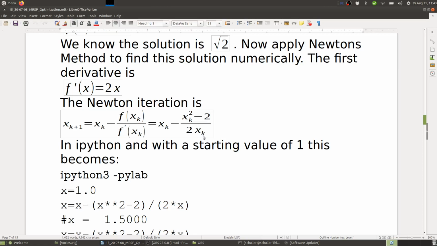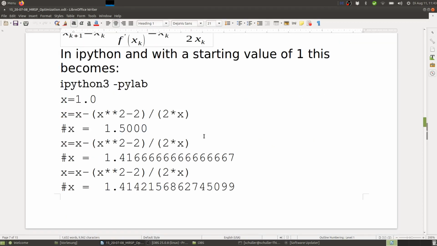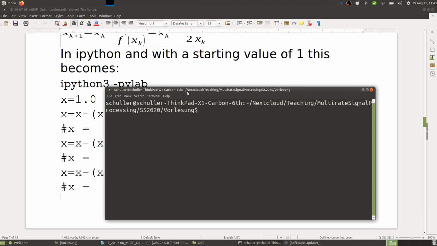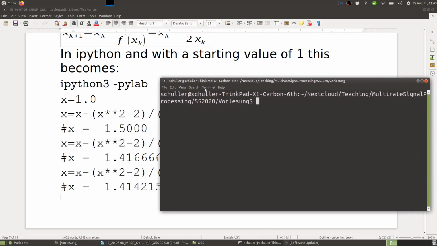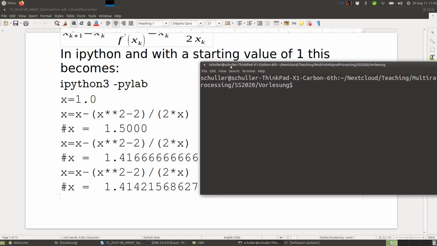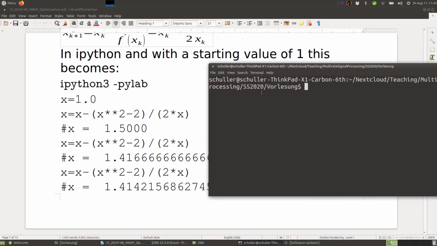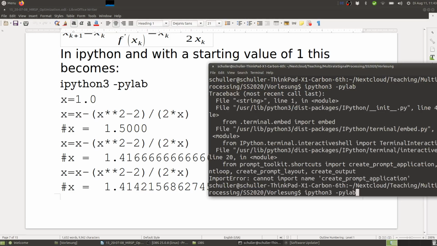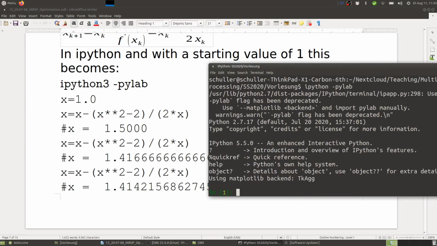And we can easily implement it, for instance, in IPython, as I did here. And because it's so easy, I can also do it here in my terminal window. So let me start IPython 3 minus pylab. Let's see if that works. No, somehow it doesn't work. So let's go to simply IPython. That works.